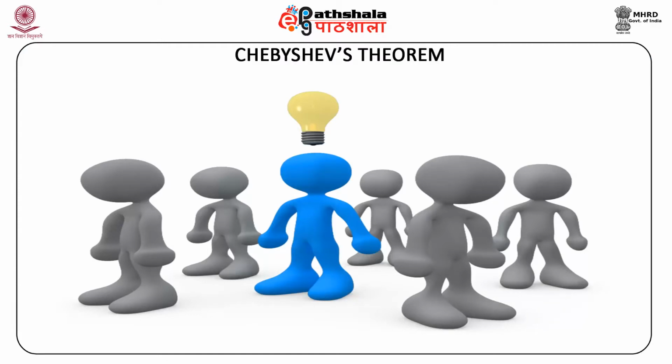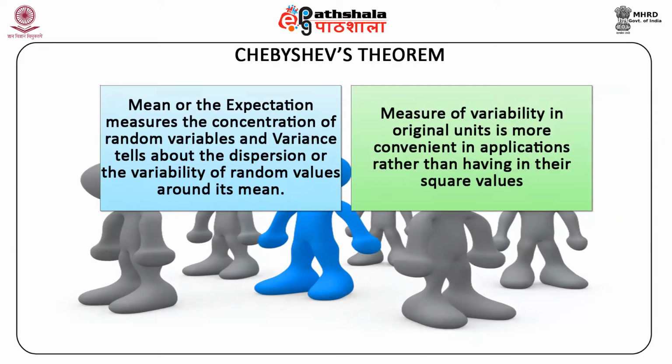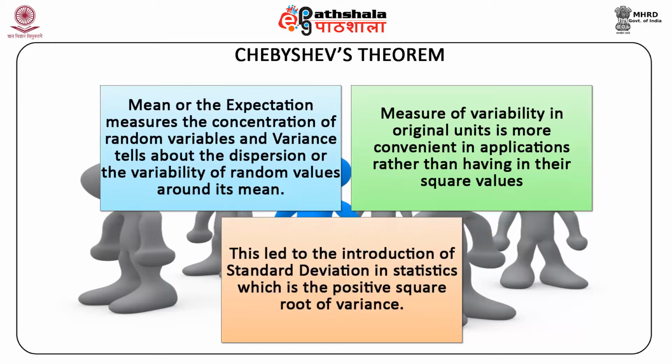We know that the mean or the expectation measures the concentration of random variables, and variance tells about the dispersion or the variability of random values around its mean. Further, a measure of variability in original units is more convenient in applications rather than having it in square values. This led to the introduction of standard deviation in statistics, which is the positive square root of variance.